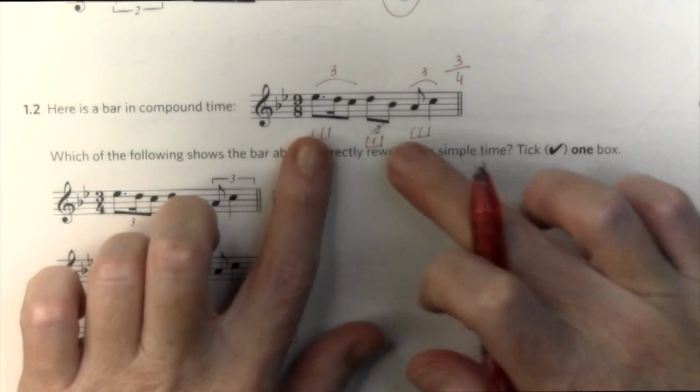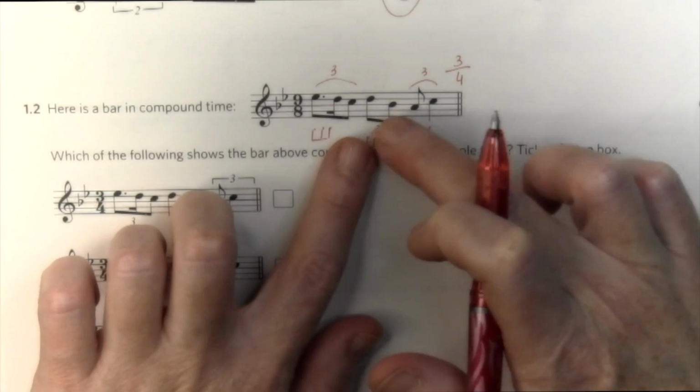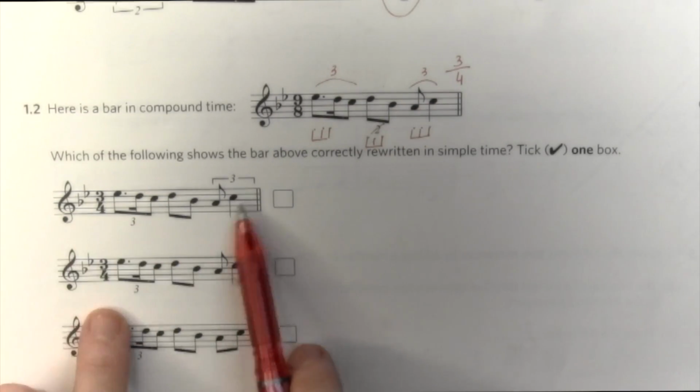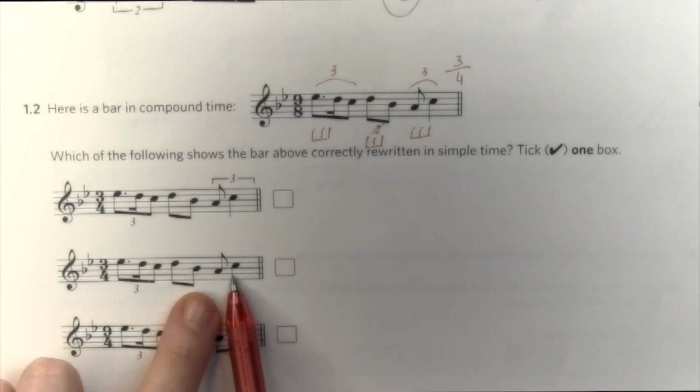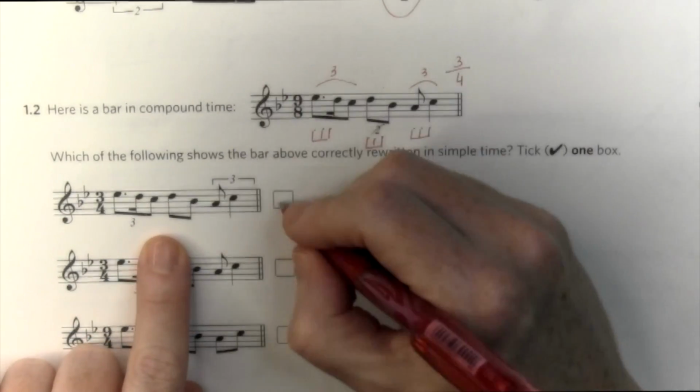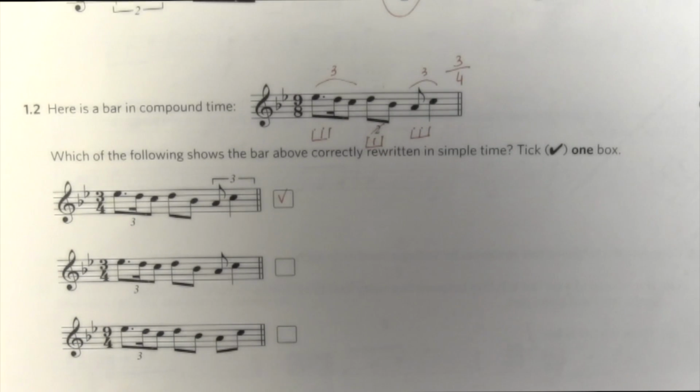Now we only need to see where we have this figure. Triplet, duplet, triplet. Triplet, duplet, triplet. Triplet, duplet, not triplet. So the right answer is this. Sorted. Excellent.